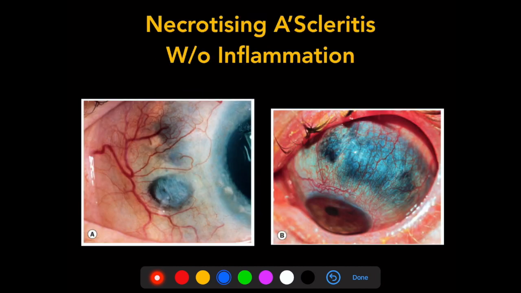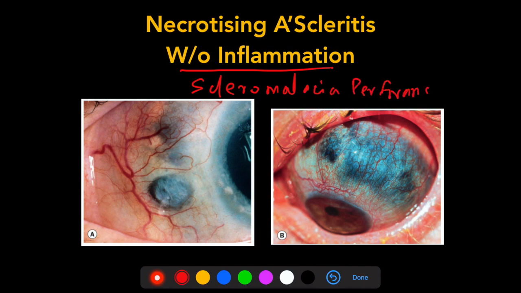Now we have seen the three types of necrotizing scleritis with inflammation. Now let's talk about without inflammation. As we just discussed in the classification, there is a name given for without inflammation, and that name is scleromalacia perforans, which means the sclera is going to be thinned out. Malacia means thinning. So the scleromalacia perforans, contrary to the name perforans, it rarely perforates, but yes, it can happen on exertion.